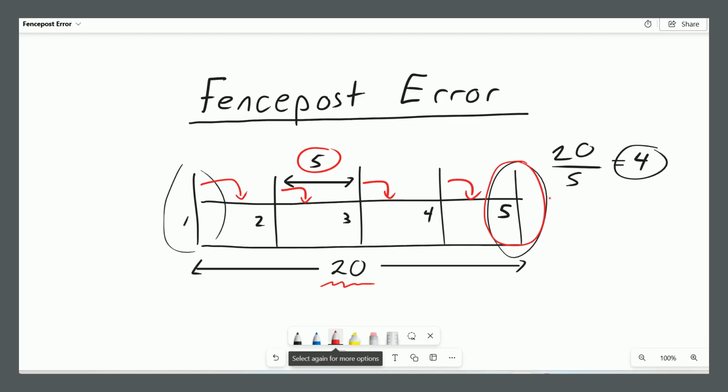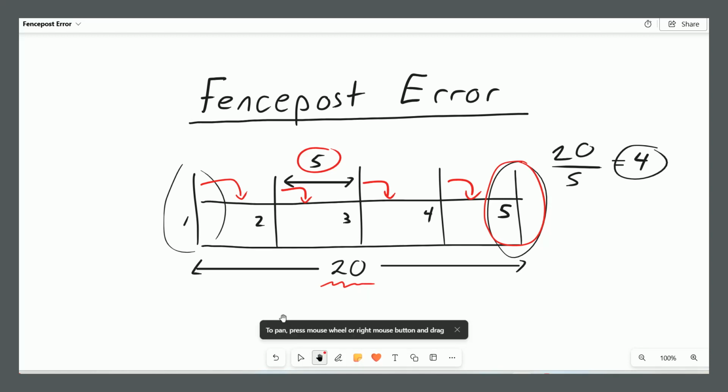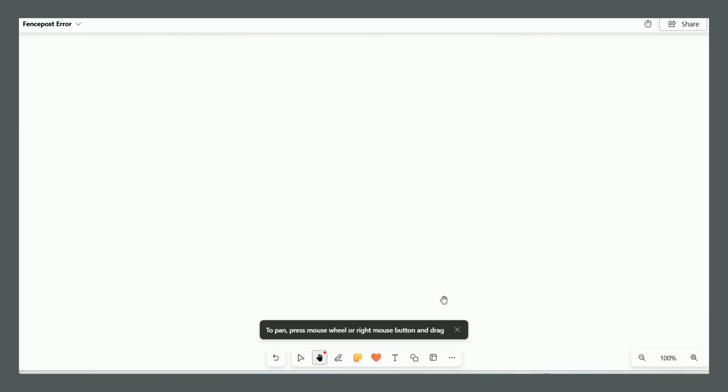Okay, this error comes up in many situations. It comes up in programming a lot. It comes up in probability. Any time where you have something that could be represented as a number line, like an array or a list of possible discrete values for a random variable, or a fence, a line, a stick, a string, and you're dividing it into sections.